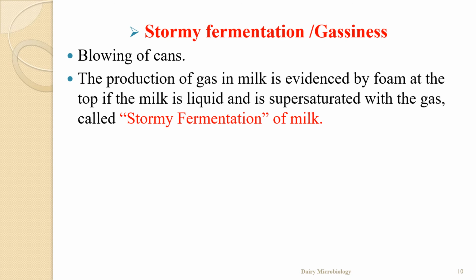So the first example of spoilage of milk includes stormy fermentation, which is also called gassiness. Because in this type of defect, the production of gas, mainly CO2, is observed, and this CO2 is produced by certain microorganisms. The production of gas in canned dairy product causes bulging of cans, which is also called blowing of cans. The production of gas in milk is evidenced by the formation of foam at the top if the milk is liquid, and that milk will be supersaturated with the gas, and it is called stormy fermentation of milk.